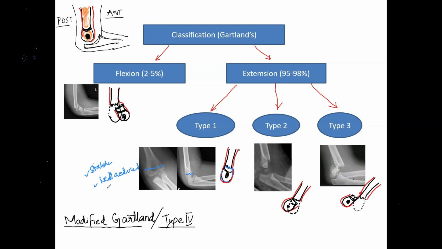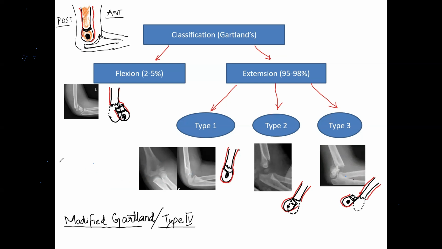So we have a well reduced and stable fracture here, that is type 1 Gartland. In type 1 Gartland, there is a fracture, but there is no displacement and the fracture is very stable. So this is how the type 1 fracture appears. Then what is type 2?